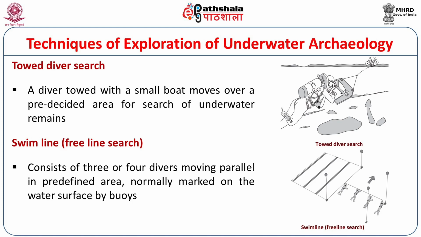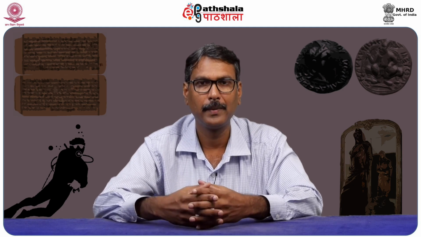The next one is the swim line or the free line search. Here 3 or 4 divers move parallel to each other, and they search a very large area. Again, you can see a large area can be covered by 3 or 4 combined divers, and the location is marked directly on the surface. So this can be mapped. The location can be mapped by using floatable balloons known as buoys, which show where the divers are searching.